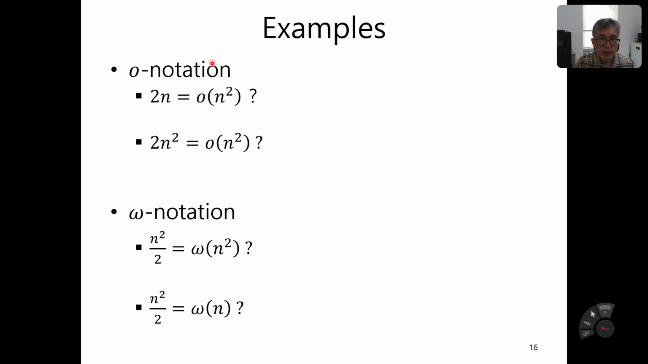So examples. For little o notation, with g(n) equal to n squared, f(n) is always lower, so this is an upper bound. But if it is the same order polynomial, then in that case, no. And for little omega notation, this is a lower bound, but if the order is the same, then in that case, no. But if it is always above n, then yes, n is a lower bound.